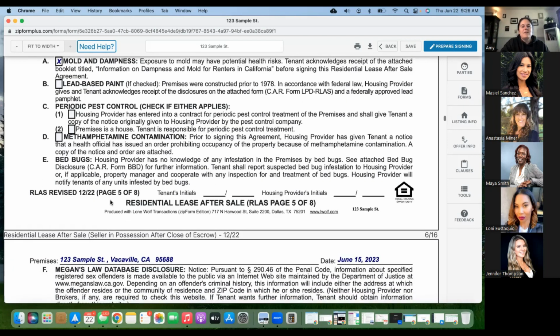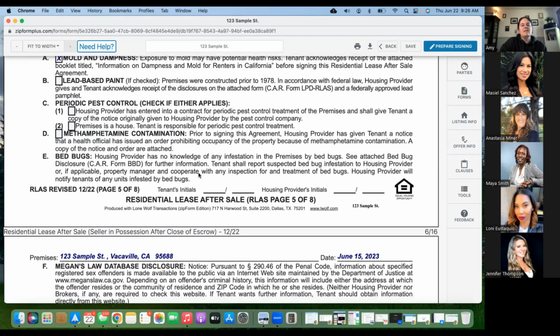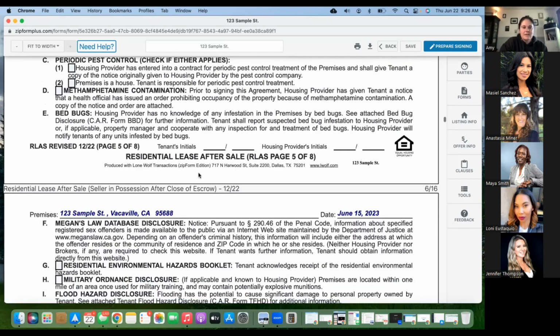Bed bugs, housing provider has no knowledge of any infestation in the premises by bed bugs. Again, the seller is remaining in the property, so the seller would know better than we do. See attached bed bug disclosure, CAR form BBD, for further information. Tenant shall report suspected bed bug infestation to housing provider or, if applicable, property manager and cooperate with any inspection and treatment of bed bugs. Housing provider will notify tenants of any units infested by bed bugs.